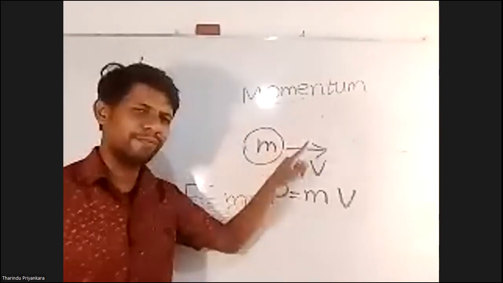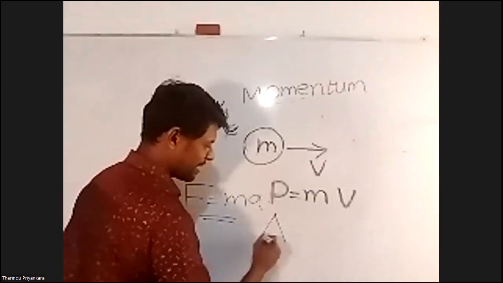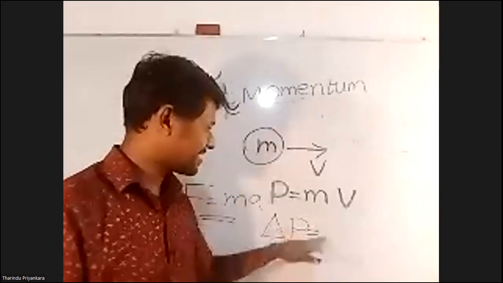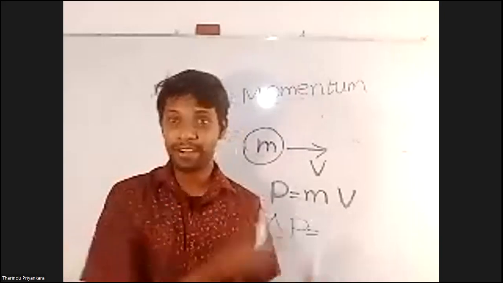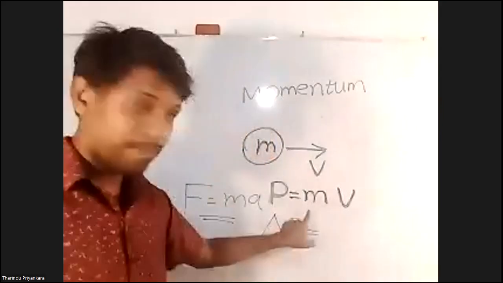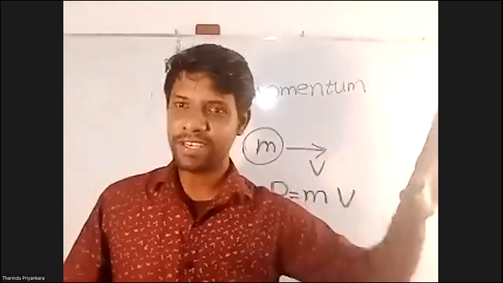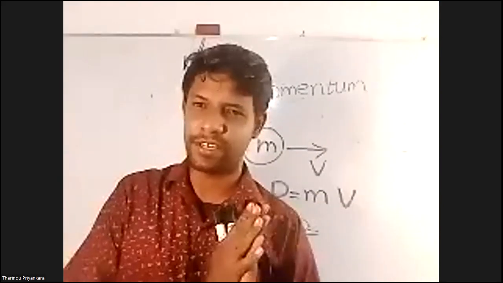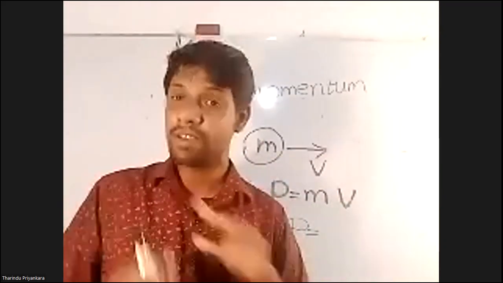Then this is an A-level class, not an O-level. So what is delta P? Actually, I'm not teaching yet. This is just a trailer. I'm just showing you the trailer until everybody joins. I'm going to show you the film. Delta P is in the same way as what? For velocity, we subtract what? Final velocity minus initial velocity is the change of velocity. In this momentum case, final momentum minus initial momentum is the change of momentum.